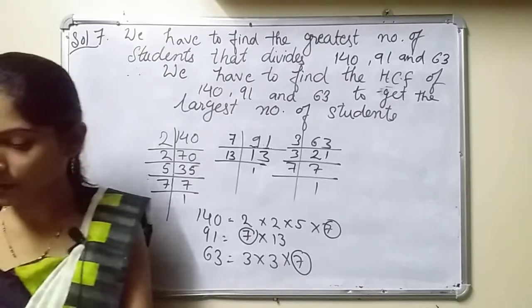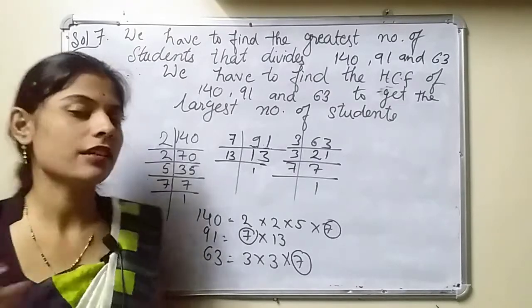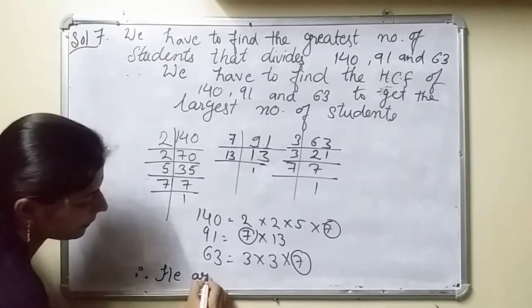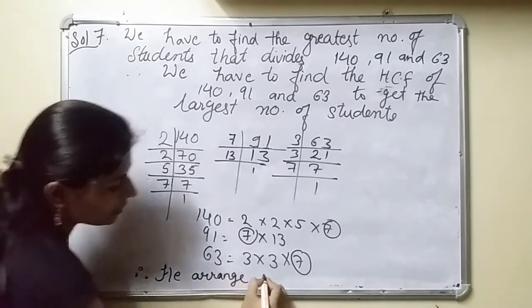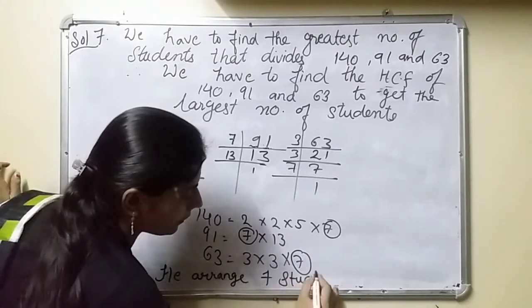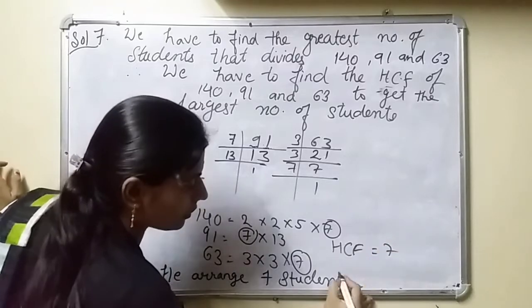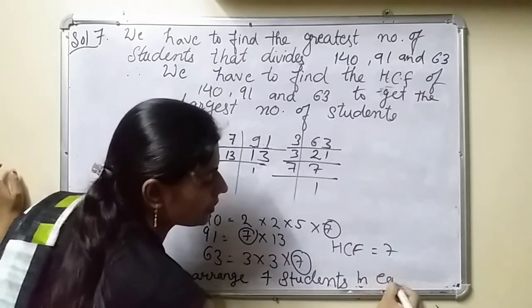So what they are asking is the number of students he arranged in each row. Therefore he arranged 7 students in each row.